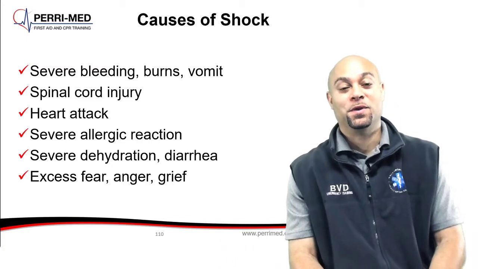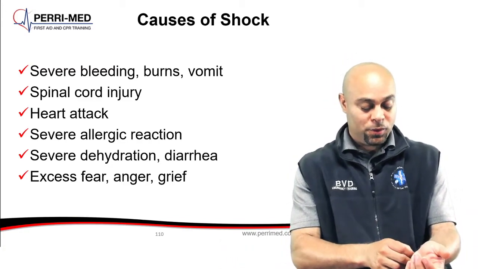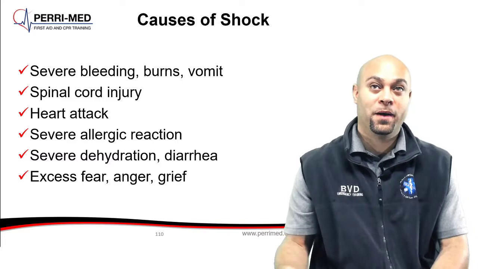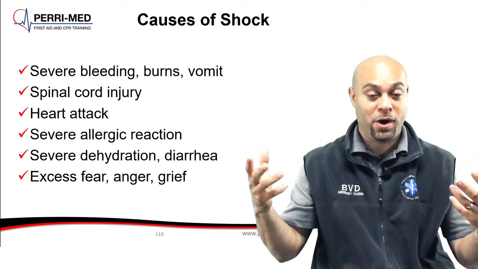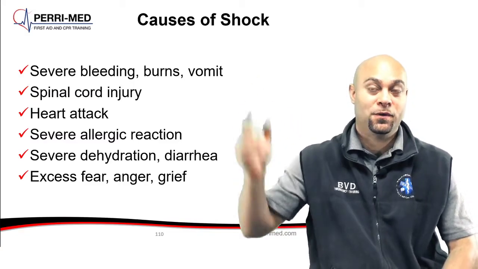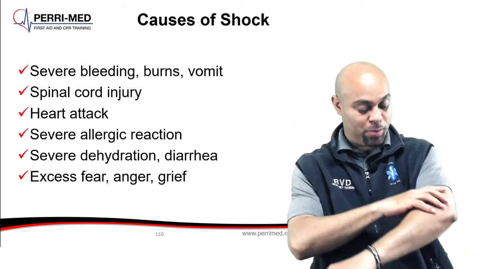All right, so low volume could also come from diarrhea. It could also come from dehydration. You're losing fluid from your body. And then burns and vomit as well. So burns, you get that blister that forms.